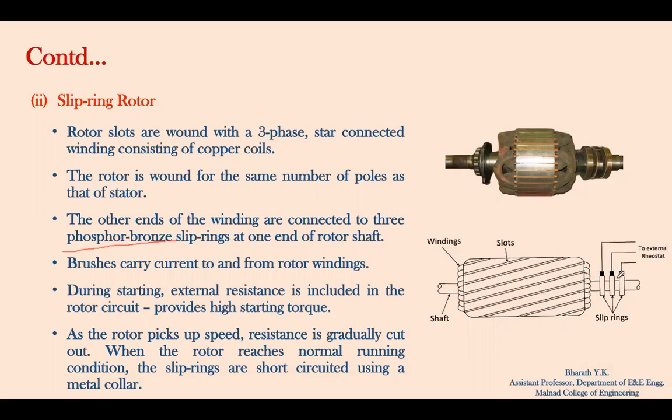During starting, some external resistance is included in the rotor circuit, which provides high starting torque. As the rotor picks up the speed, the resistance is gradually cut out, and when the rotor reaches normal running condition, the slip rings are short circuited using a metal collar. Otherwise, the external resistance will cause rotor copper losses.